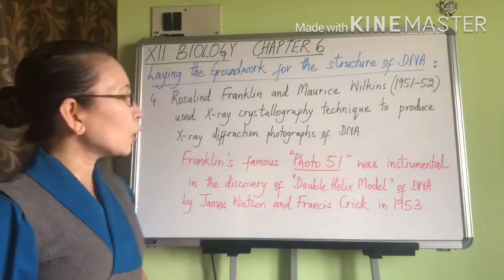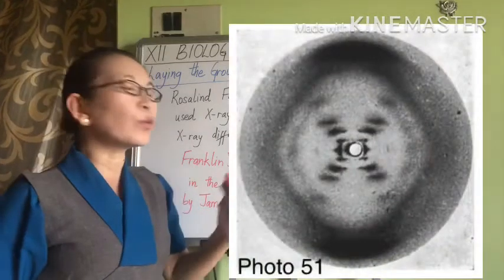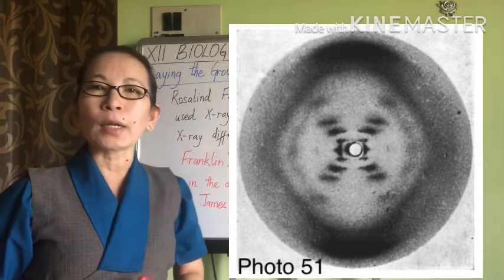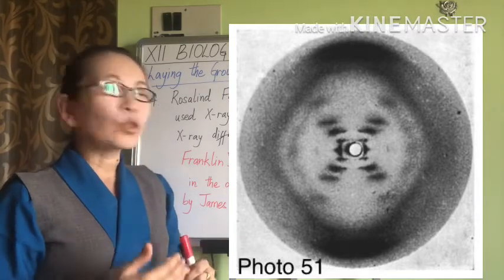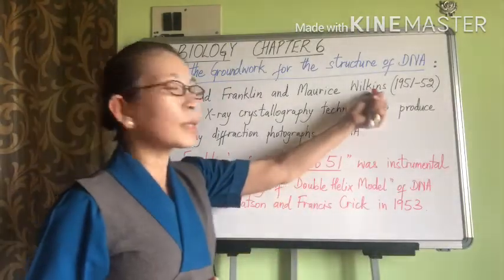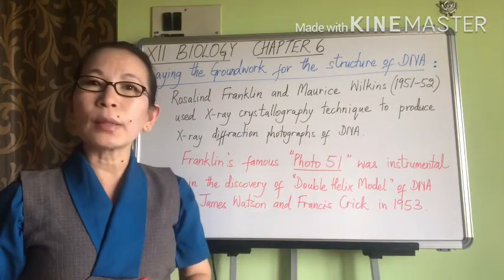Now here is one of Franklin's X-ray photographs of DNA, which is the famous photo 51, where we can beautifully see the X-shaped pattern of dark spots. While Franklin was trying to confirm the molecular structure of DNA, her colleague Wilkins shared her photograph with Watson without her knowledge. And that was it.